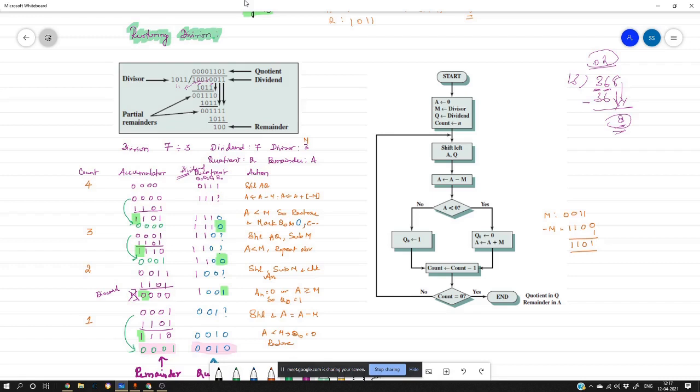And now again compare the values. If the value is greater, you put 1 here and subtract. So you get 0011. So you get only up to this, right? 0011. The value here is not greater than the divisor. So in that case, you mark a 0 here in quotient and pull the next number.